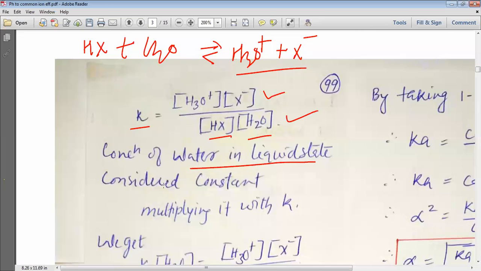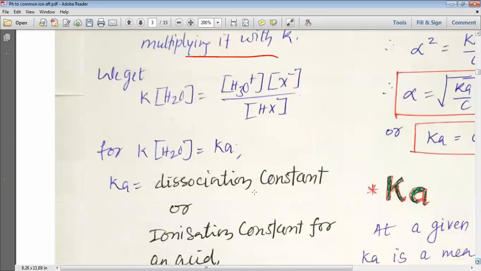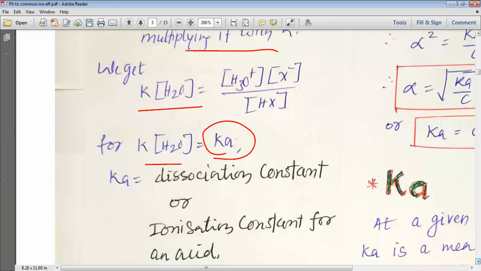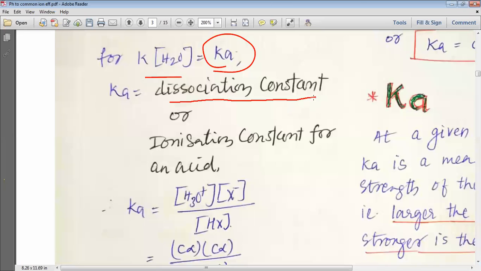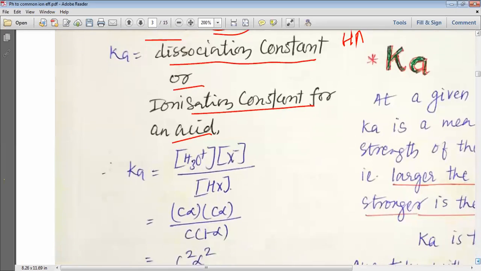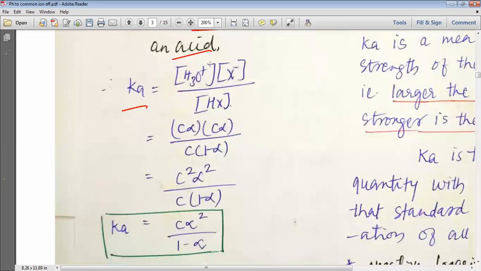Now the concentration of water in liquid state is considered to be constant. So multiplying it with K, we get K into H2O is equal to H3O plus multiplied by X minus divided by HX. For this K into H2O, we introduce a new equilibrium constant, which we call Ka. Ka is known as the dissociation constant of acid HA, or the ionization constant for an acid. So now we can write that Ka is equal to the concentration of H3O plus multiplied by the concentration of X minus divided by the concentration of HX.